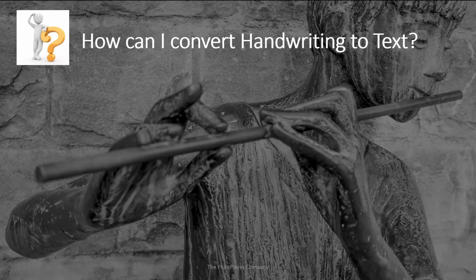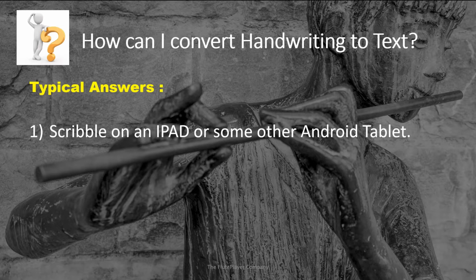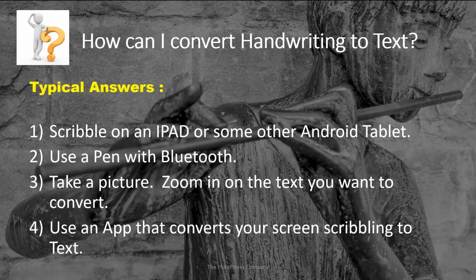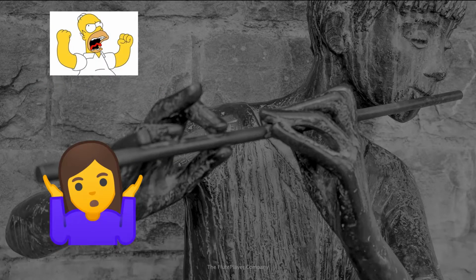So when you ask the question, how can I convert handwriting to text? You are likely to come up with some very typical answers. First, scribble on an iPad or any other Android device. Use a pen with a Bluetooth so that you can automatically transfer the data to any format, any storage that you want. Take a picture, zoom in, edit every word individually, or just use one of the free apps from Google Play or the Apple Store.